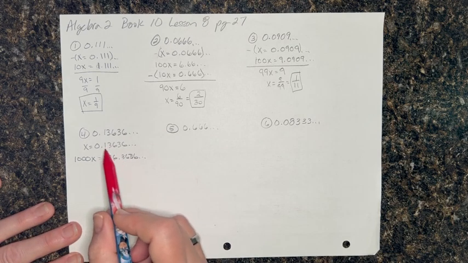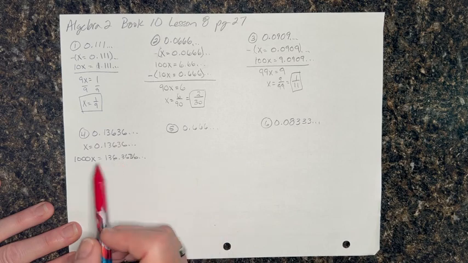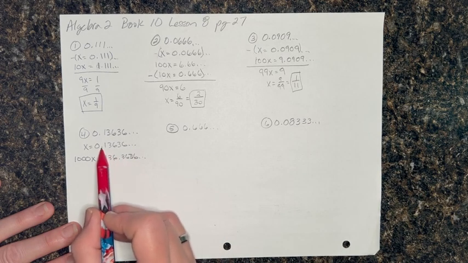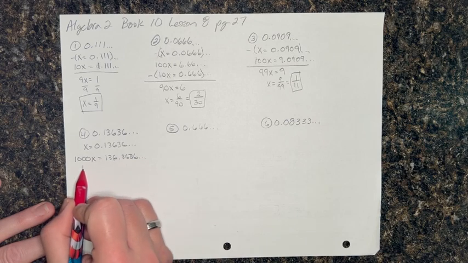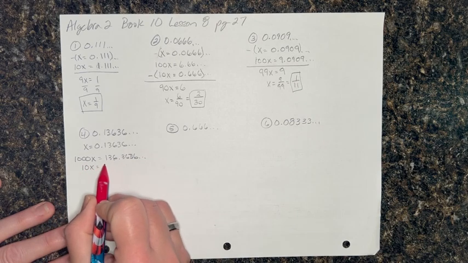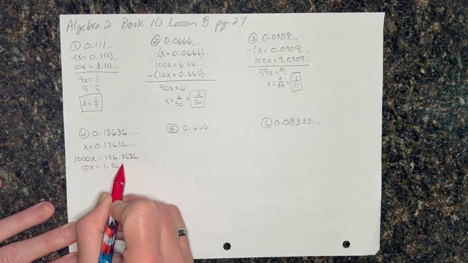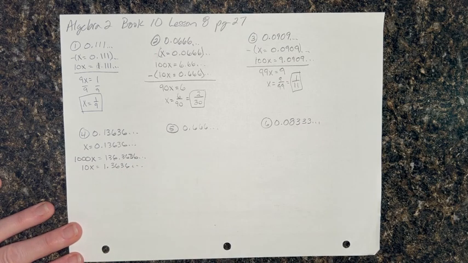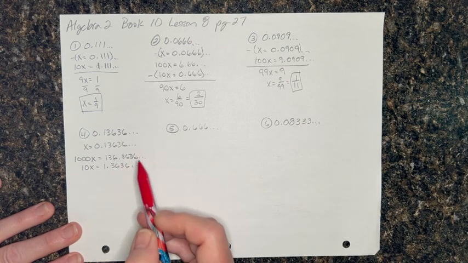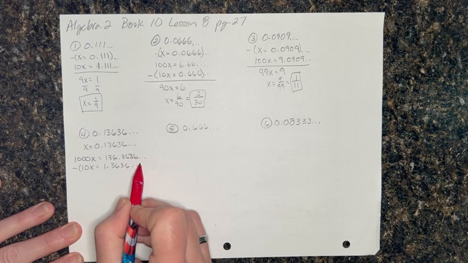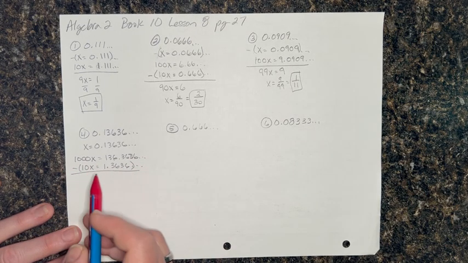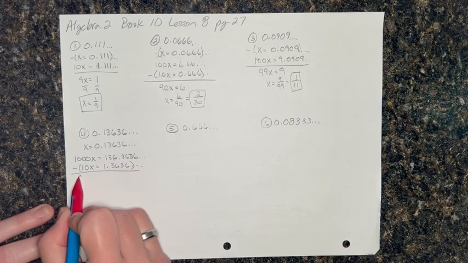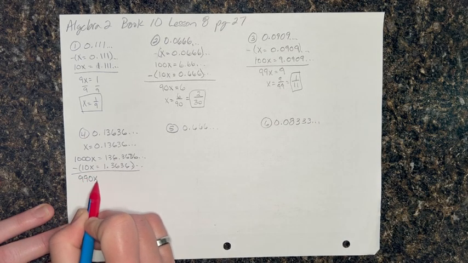But our decimals don't line up here. We have to take that extra step. So to get my decimal to line up, I need to multiply it by 10 to get the 3636 there. So 10x is equal to 1.3636... forever and ever, amen. Now our decimals line up, so we can subtract this one from the 1000 one. So 1000x minus 10x is 990 x's, right?